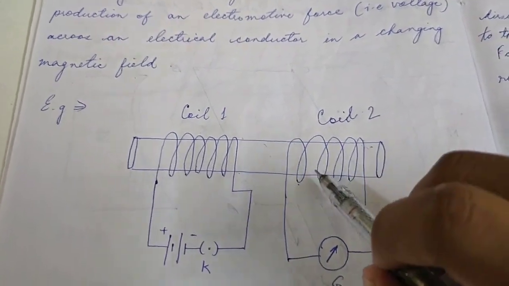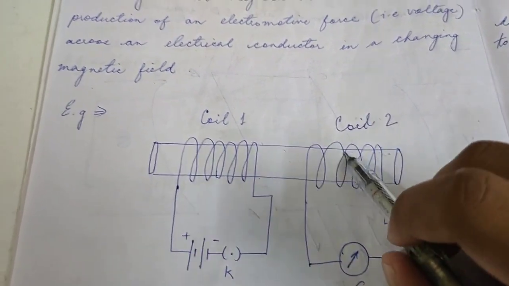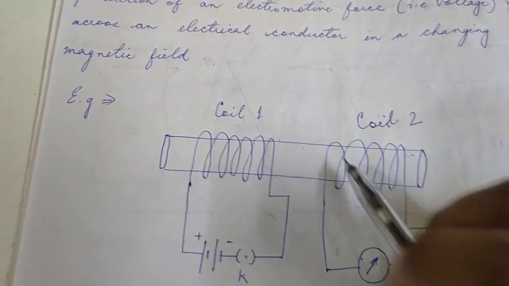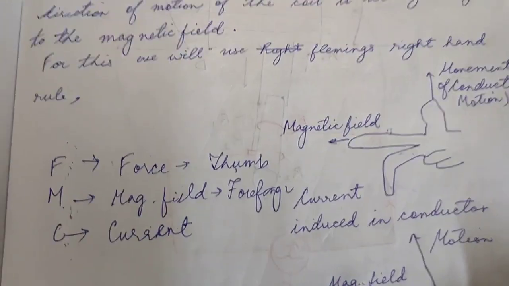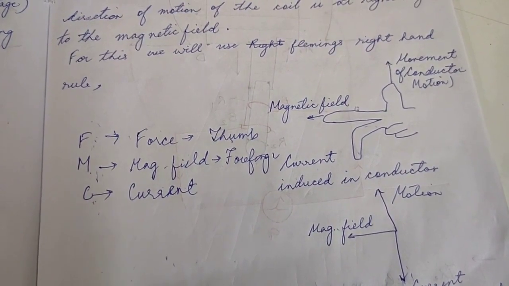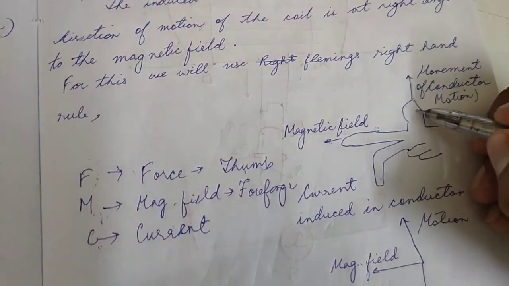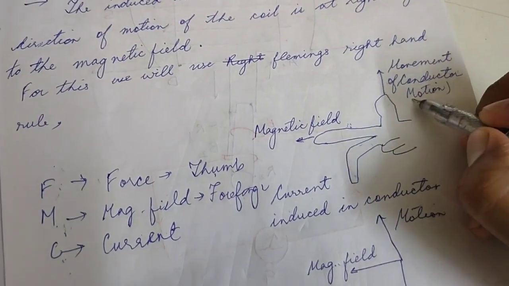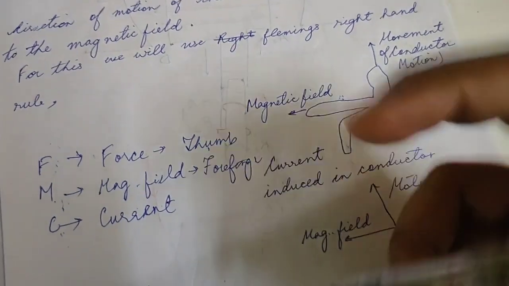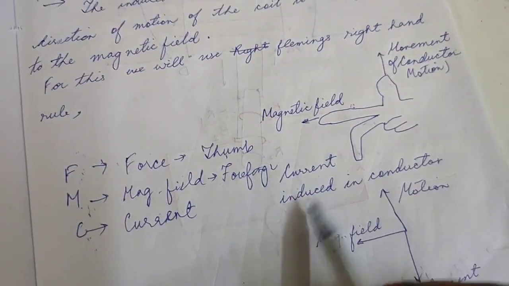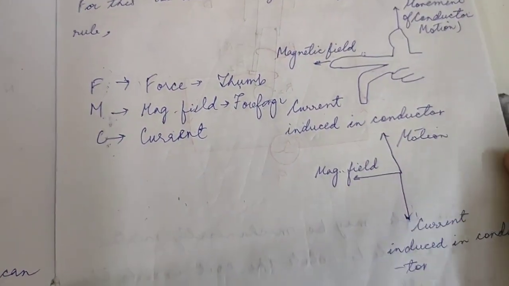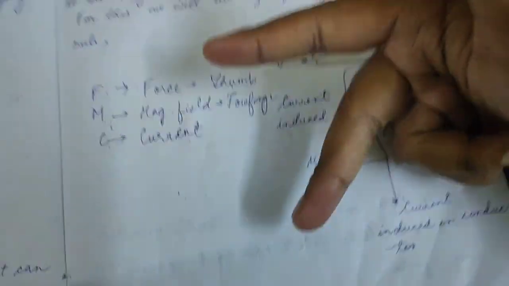And the induced current will be maximum when the direction of the coil is at right angle to the magnetic field. Because of that, we have used the term known as Fleming's right hand rule. With the help of Fleming's right hand rule, we can find the current induced in the conductor. Here we have considered the thumb as the movement of the conductor, that is motion. The forefinger, this finger, we have considered as magnetic field lines, and the middle finger, this finger, we have shown as current induced in the conductor. You must always keep in mind that the forefinger and the middle finger must always be perpendicular to each other.